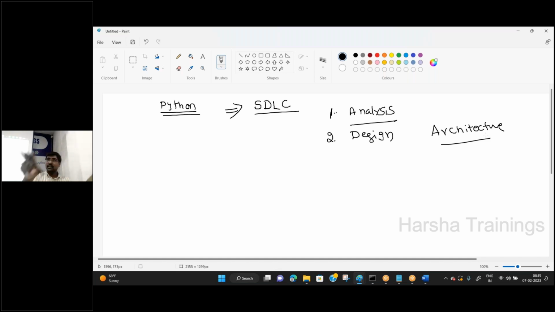For example, construct a building. First, you set the land. Suppose this square feet. After completion of basic analysis, you prepare a plan, right or wrong? Based on the plan, you are constructing the house. Here our important point comes. Once the analysis and design are completed, based on this one, we are providing implementation. What is implementation? Also called coding.